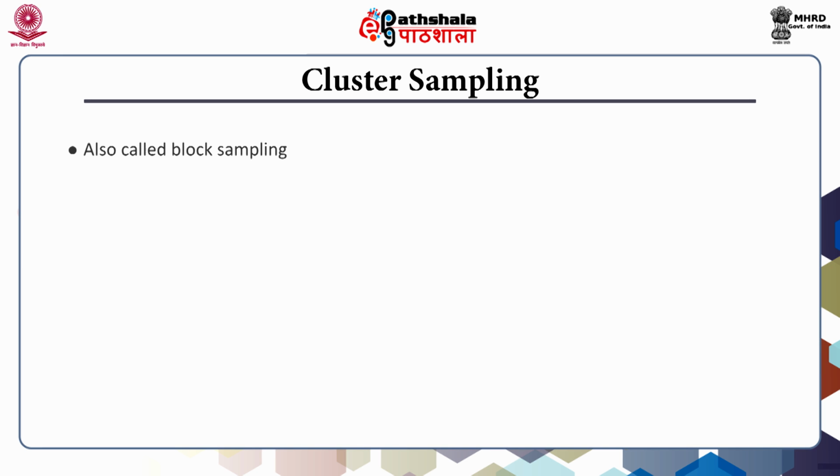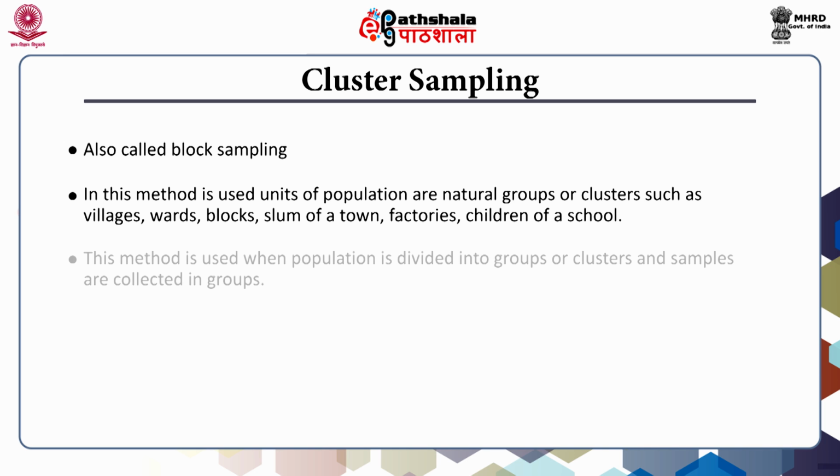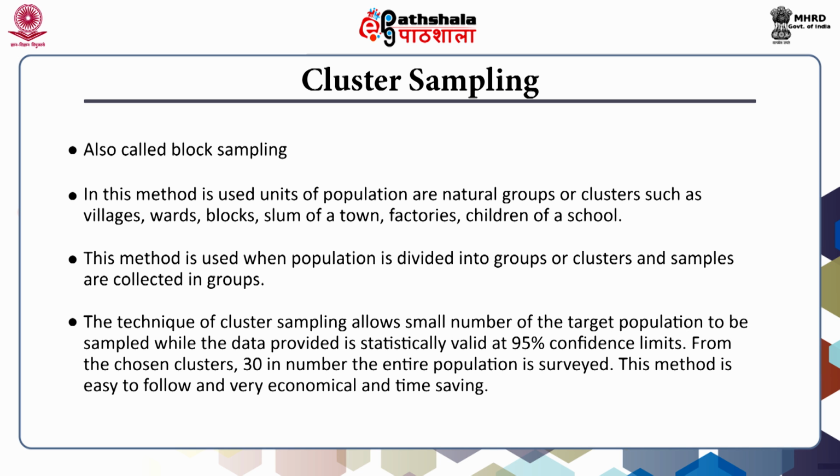Cluster sampling. This is also known as block sampling. In this method, the units of population are natural groups or clusters such as villages, wards, blocks, slums of a town, factories, children of a school. This method is used when population is divided into groups or clusters and samples are collected in groups. The technique of cluster sampling allows a small number of the target population to be sampled while the data provided is statistically valid at 95% confidence limits. From the chosen clusters, 30 in number, the entire population is surveyed. This method is easy to follow and very economical and time saving.